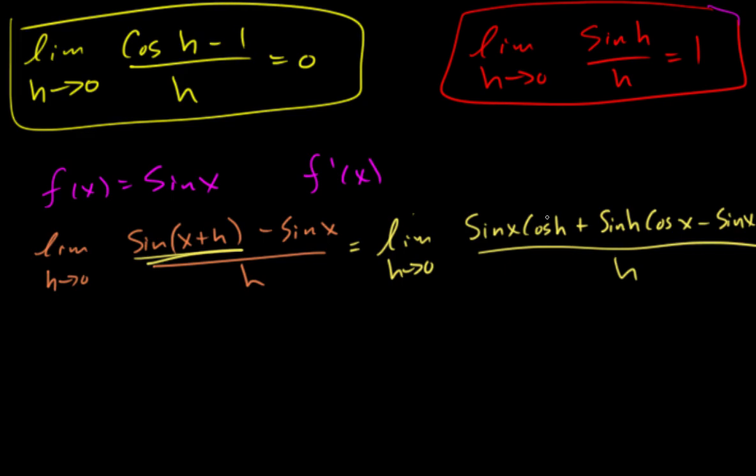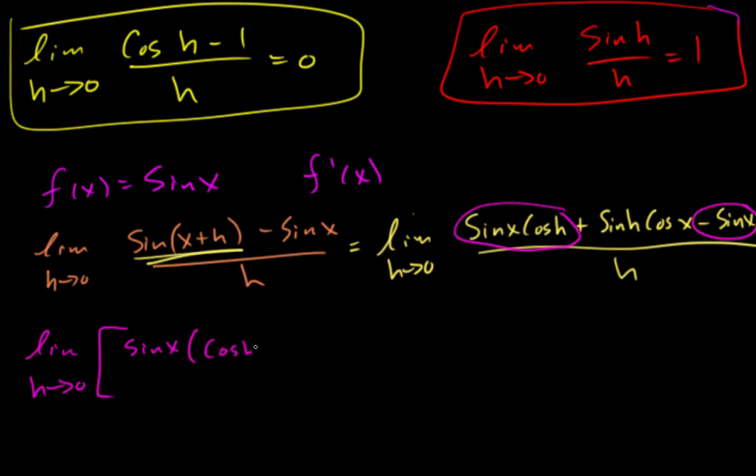Now, what we're going to do is group this and this together. We're going to take out a sine x. So we're still going to have the limit as h approaches 0. Then we're going to have sine x, so we're factoring out a sine x. That leaves a cosine h, and that'll leave a minus 1. And while we're at it, we're going to keep this over h. And then we will still have this other term, which we'll write as cosine x times sine h over h.